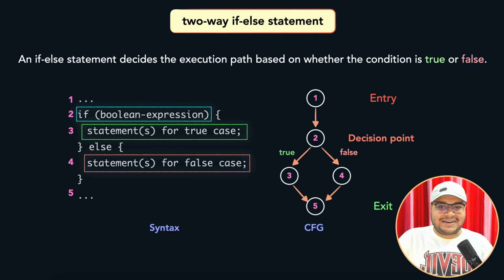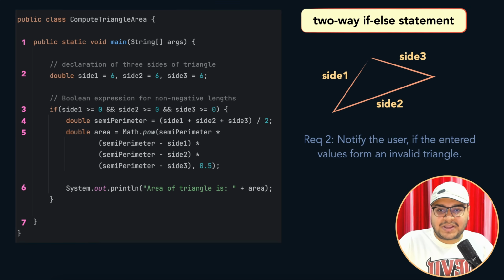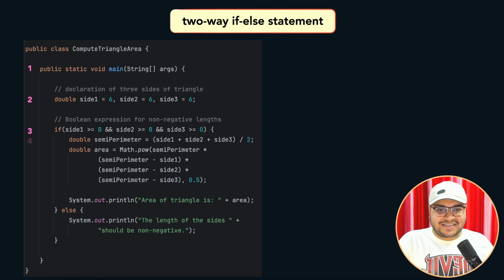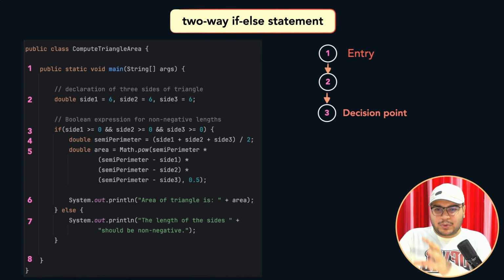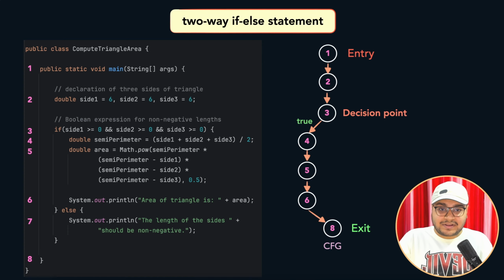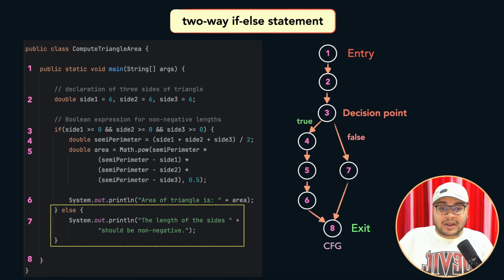Now let's incorporate this beautiful idea in our compute area program. Let's say that now we want to inform the user if they have entered an invalid triangle by displaying a message on the console. The Boolean expression stays exactly the same. However, now we have this else block which takes care of it. From the CFG, we can see that we begin at node 1, and when the flow reaches the decision point at node 3, if it evaluates to true, we calculate the area and show it to the user, same as before, and exit at node 8. But now, if the condition is false, the program skips the if block, it goes to the else block to show a custom message at node 7 before exiting. And that's it.